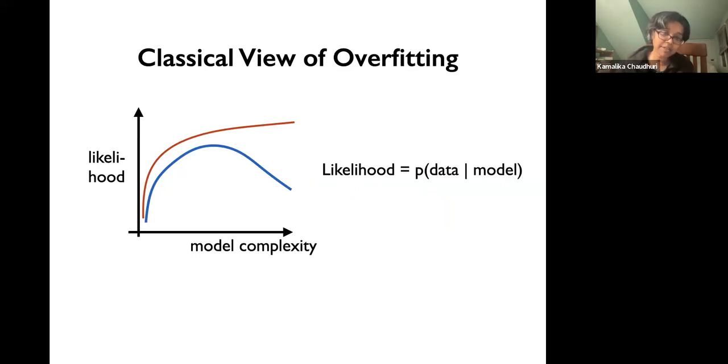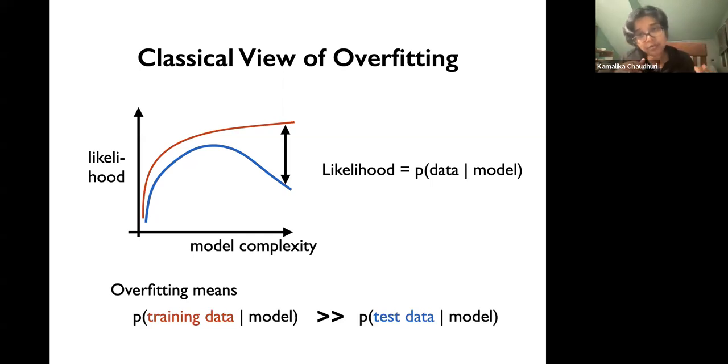So what is the classical view of overfitting? In the classical case, we would calculate what is called the likelihood, and we would get a figure like the one you see on this slide. We keep making our models more and more complex, and we plot the training likelihood, which is the red line, and the test likelihood, which is the blue line. As we make our models more complex, the training likelihood will keep going up. The test likelihood will go up for a while, which means you are fitting the data well. Then after a while you'll start overfitting, so the test likelihood will go down. If there is a big gap between the training likelihood and the test likelihood, that means you're overfitting. This is the classical view, what you see in Machine Learning 101.